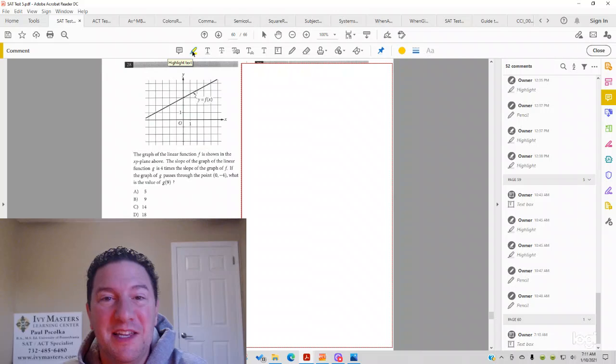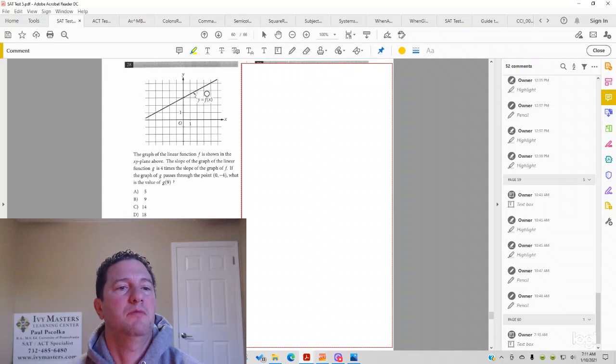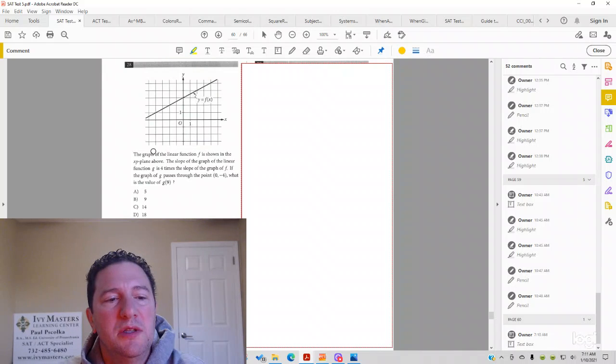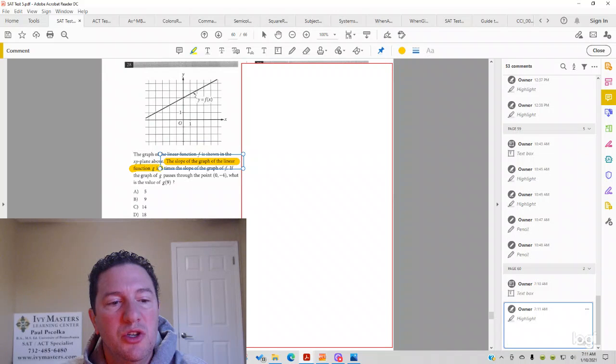And today we're going to look at Test 5, Section 4, number 28, which reads, the graph of the linear function f is shown in the xy plane above. The slope of the graph of the linear function g is 4 times the slope of the graph of f.